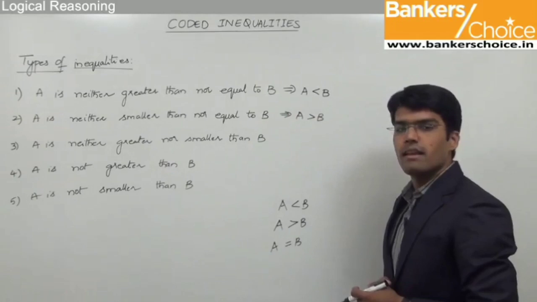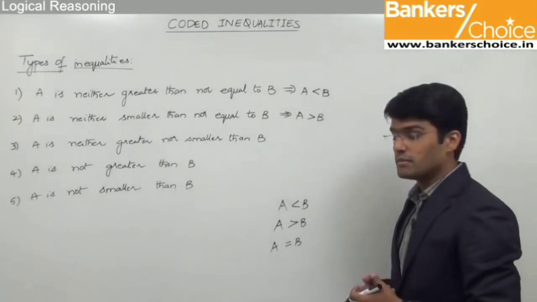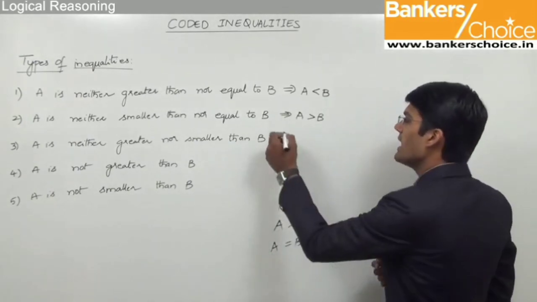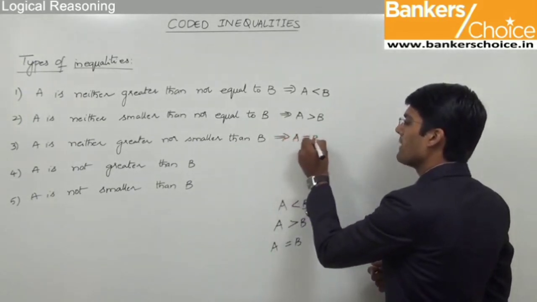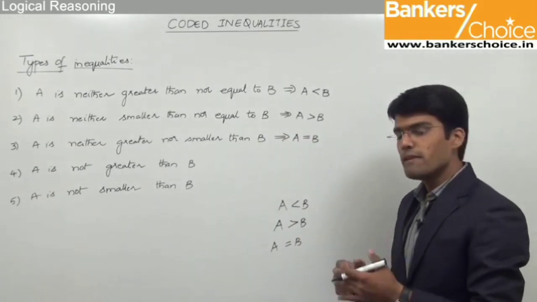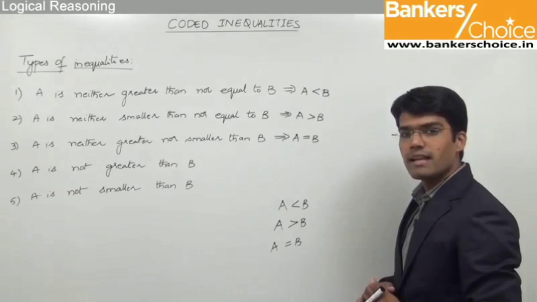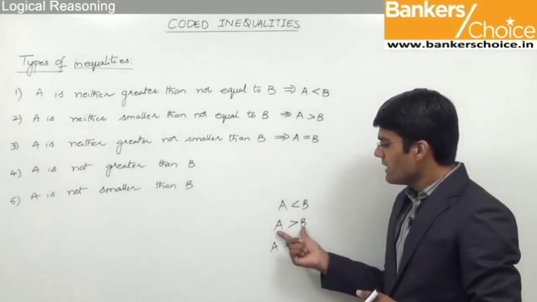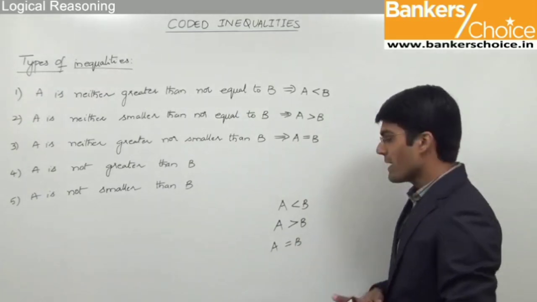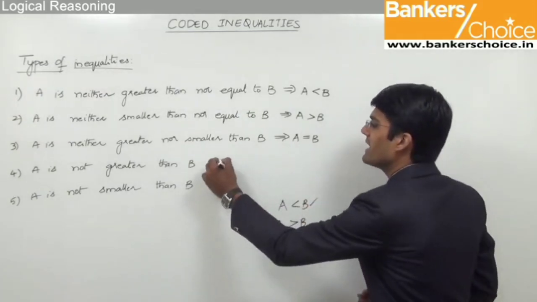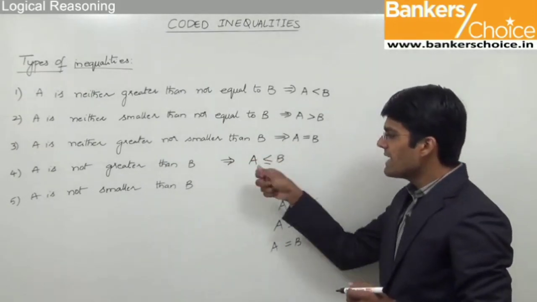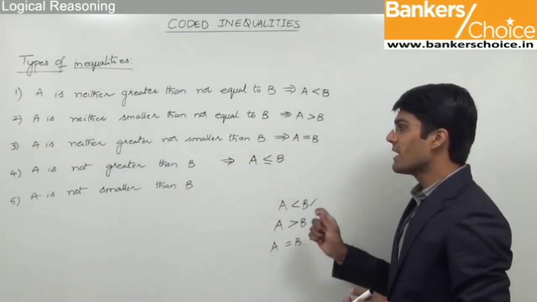The third one says A is neither greater than nor smaller than B. So the possible comparison between A and B should be A is equal to B. If you go for the next one, it says A is not greater than B. If A is not greater than B, there are two possible comparisons. Either A can be less than B or A can be equal to B. By combining these two, we can say that A is less than or equal to B. So A should either be less than B or equal to B, but it cannot be greater than B.